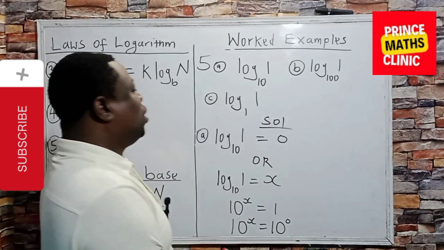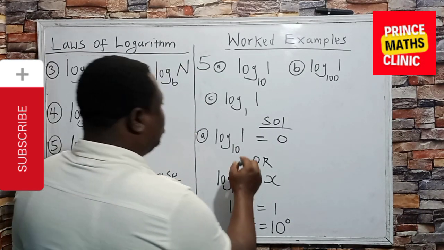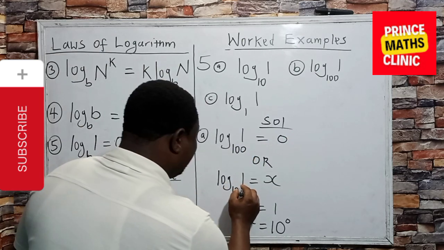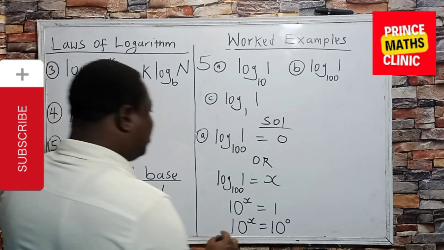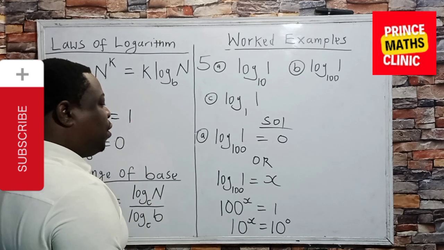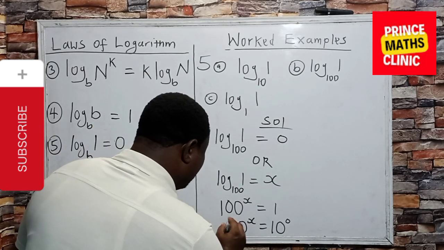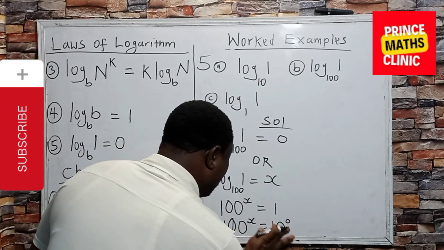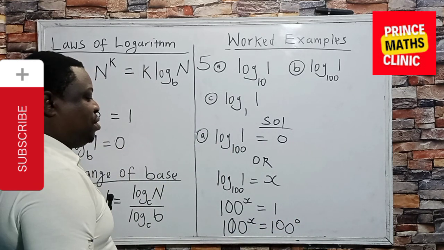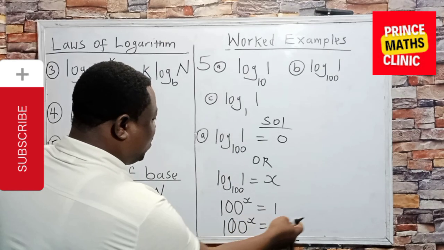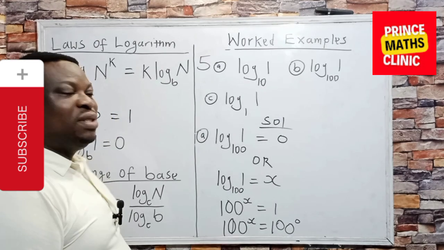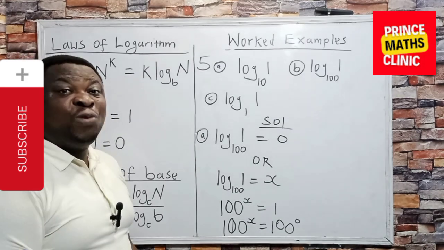Then the second question is the same as well. The base here is what? 100, right? So this means that this place is 100. So the only way this could work out is if this is also 100 to the power of 0, right? Therefore, x becomes 0.